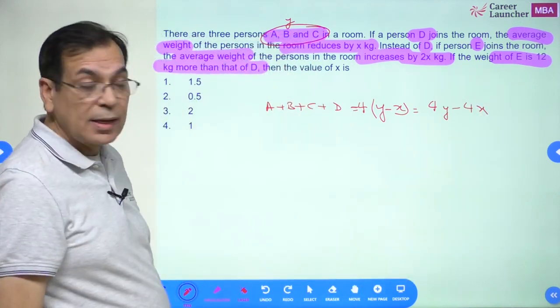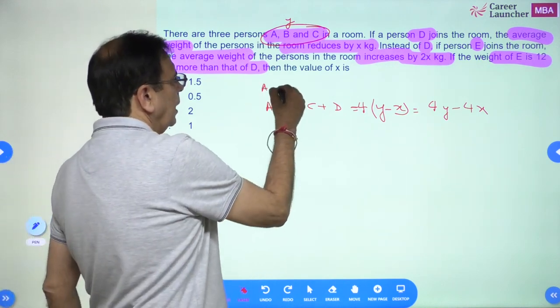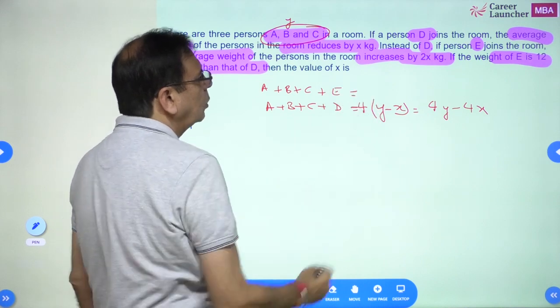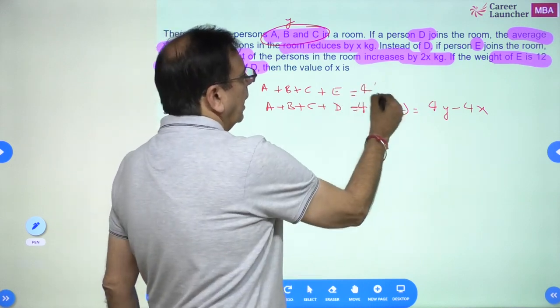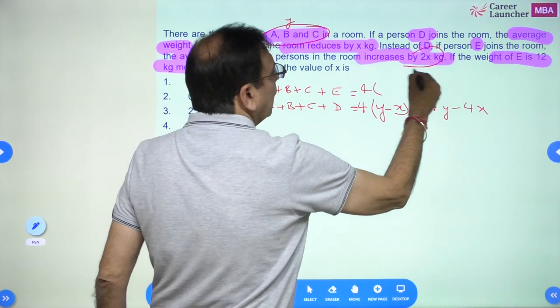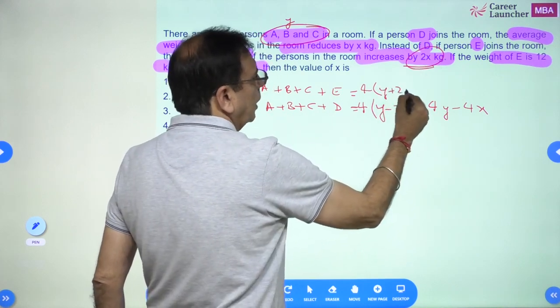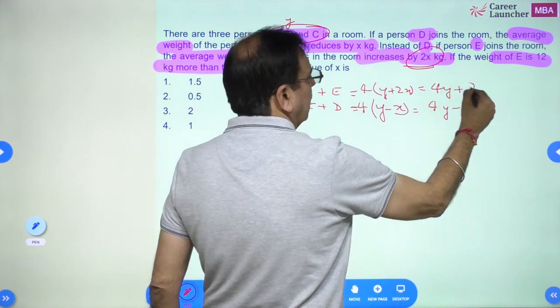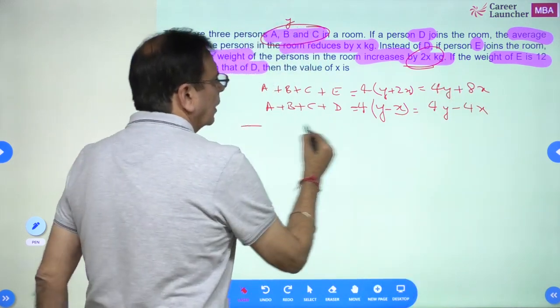E आ गया. D की जगह if E comes, then what happens? A plus B plus C plus E. How much is this equal to? It is again 4 people, and the average weight increases by 2x. So average weight has to become y plus 2x. How much does it become? 4y plus 8x.